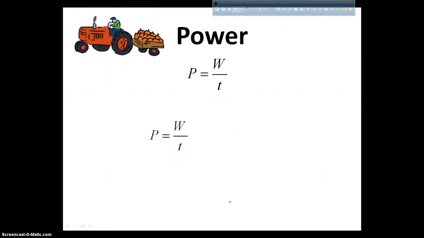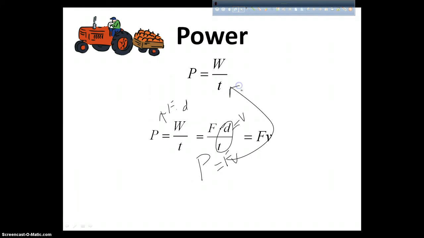Sometimes you might need this particular formula as well. We can transform this. We know that work equals force times distance, so we can substitute that in, and our equation becomes force times distance divided by time. And I hope you can remember from a long time ago that distance divided by time equals speed. So we can change it to force times speed. So we may have some problems later where power will actually equal force times speed. That formula is the same as this one mathematically.